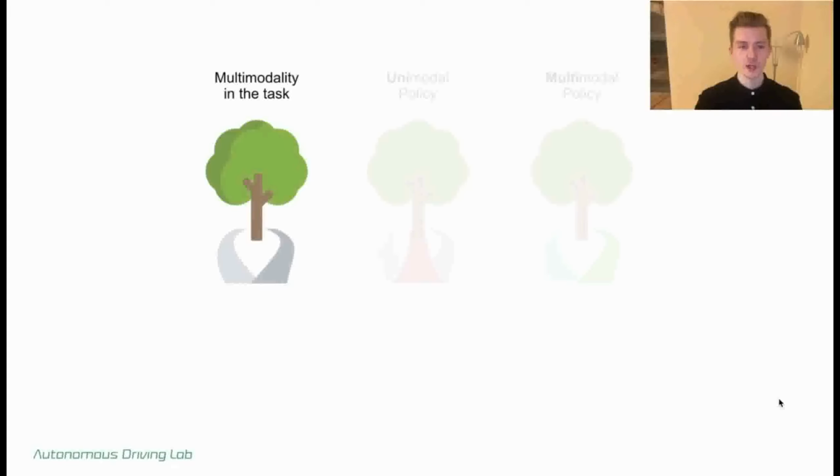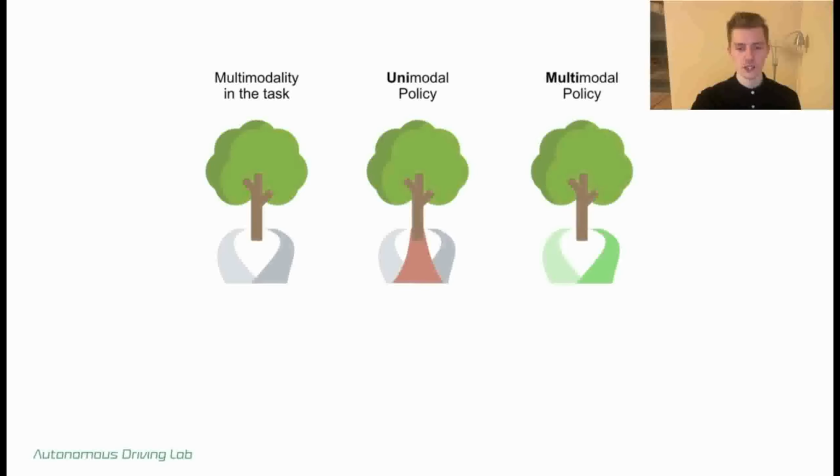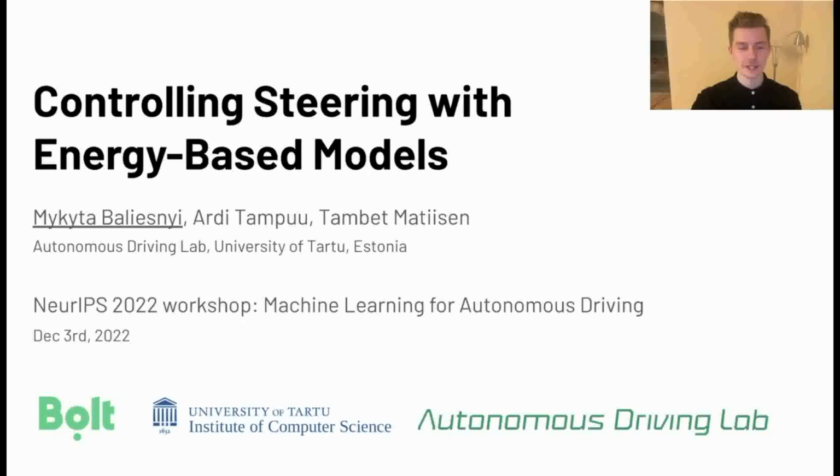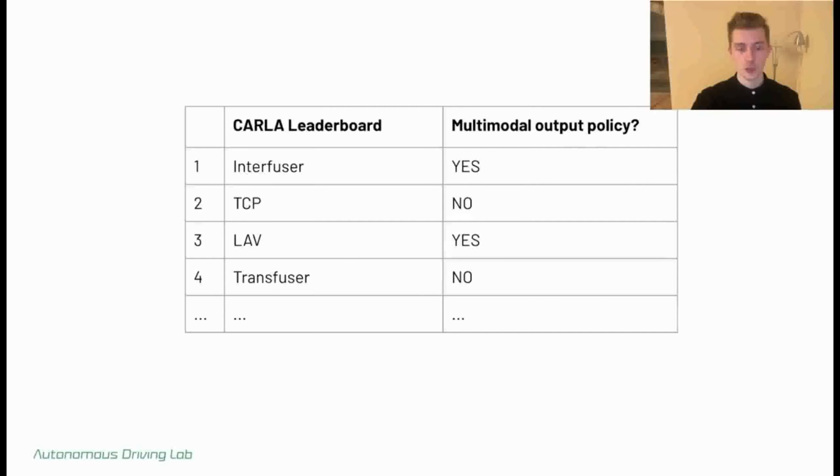Hi. Real-world driving is full of output multimodalities, when multiple actions or paths are possible. State-of-the-art architectures, however, don't often model multimodalities. Here we ask, is this important? My name is Mikita Balesny, and I did this work at the Autonomous Driving Lab at the University of Tartu, Estonia. Some state-of-the-art approaches do model multimodality, and some don't.